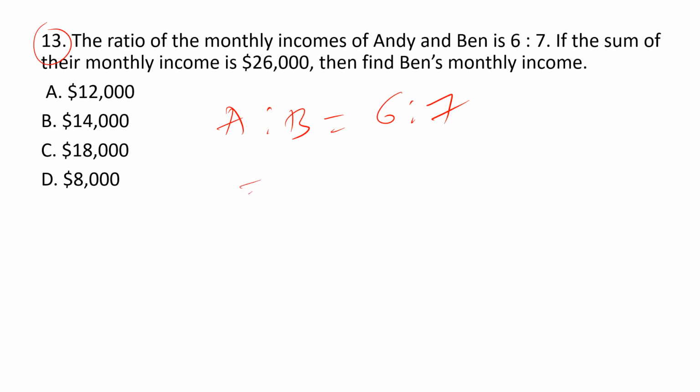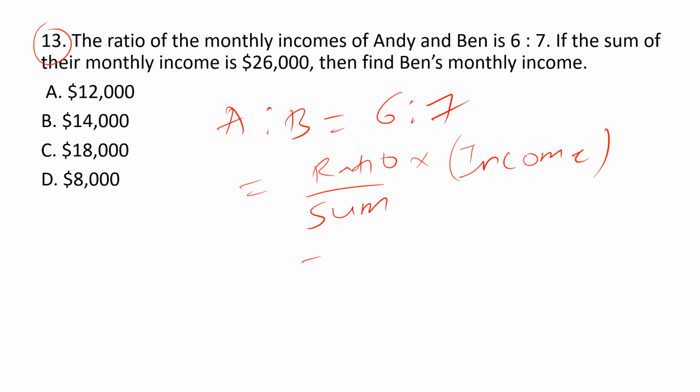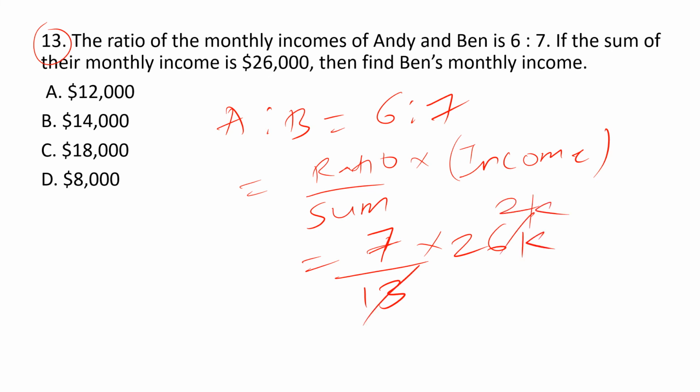If you want to find anybody's share, the formula is their respective ratio by the sum of all the ratios, into the income. So if you want to find B's, in the numerator comes B's 7 parts, 7 by 6 plus 7, 13, into total income 26k, 26,000 I'm using. Simply 13 twos are 2k's, equals 14k is the answer. So B is the answer.